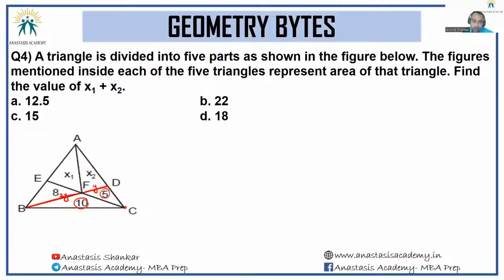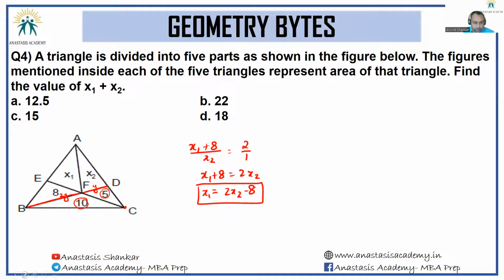With that in mind, now look at triangle ABF and AFD. Altitude is the same. Base is in the ratio 1:2. So area should also be in the ratio 1:2. So (x1 plus 8) by x2 should be equal to 2 by 1. Or x1 plus 8 should be equal to 2x2, or x1 should be equal to 2x2 minus 8. Okay, one relationship I have.